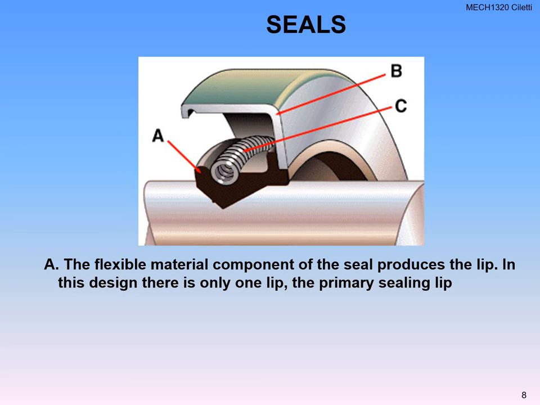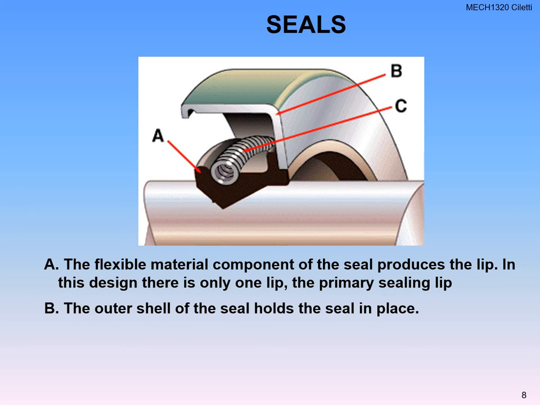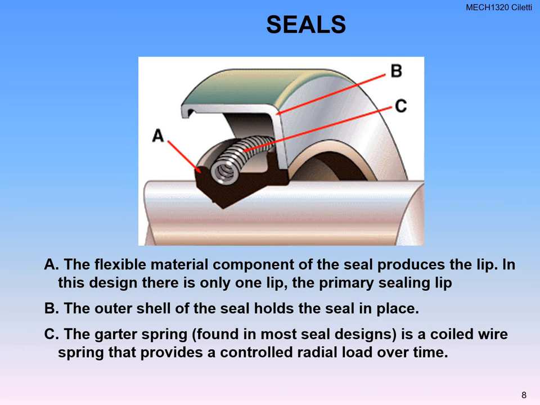If we take a look at this spring seal here, where part A is, that's the flexible material component of the seal and the lip. This one only has one lip, and it's the primary sealing lip. That's physically contacting the metal, so that if it slides one way or the other, we're keeping fluid from being able to penetrate through there. We have the outer shell of the seal. The purpose of the outer shell is to hold the seal in place or keep its form, or have it fit into something.